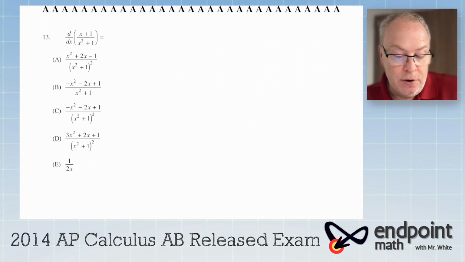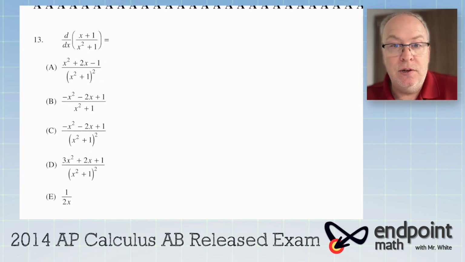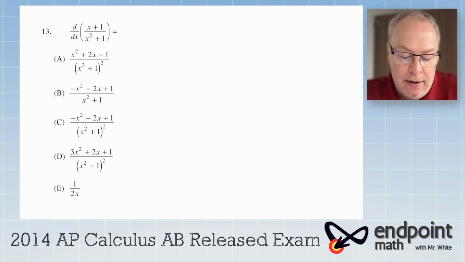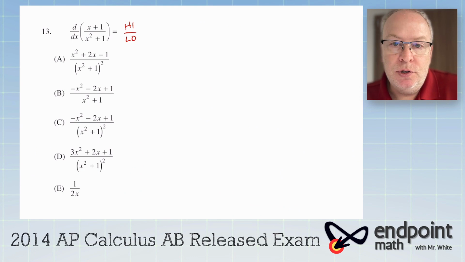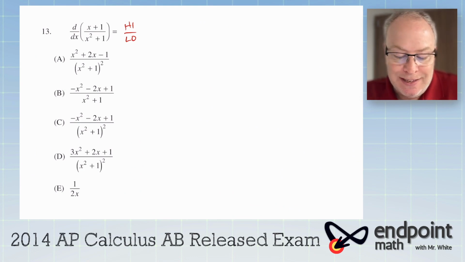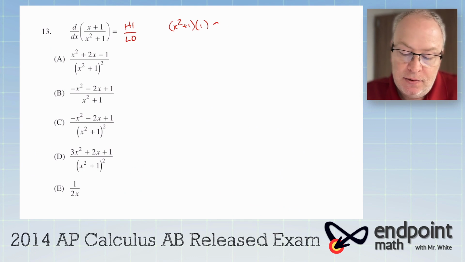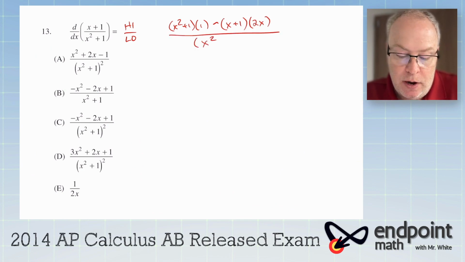All right, moving on to 13. This is actually a pretty easy one because I'm sure you have that quotient rule drilled into your head, right? High and low, and the quotient rule goes like this. It's low d high, that's the derivative of the guy up top, and that's a 1, minus high d low, and the derivative of the bottom is 2x, all over the denominator squared.